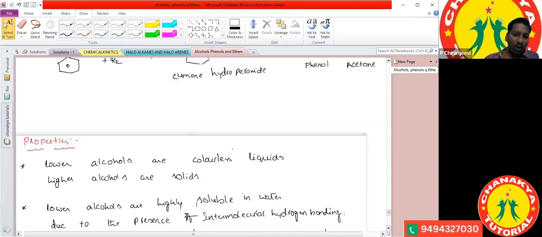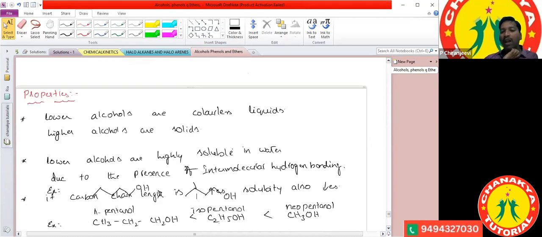Okay, so lower alcohols are colorless liquids. Some alcohols have a characteristic smell. Higher alcohols are solids and odorless. As the carbon chain length increases, their smell also decreases. And solubility: lower alcohols are highly soluble in water.